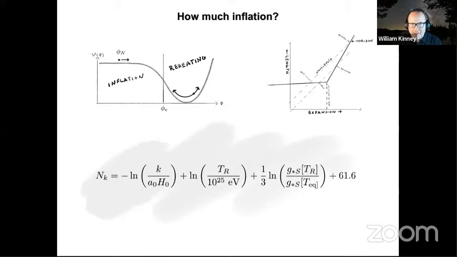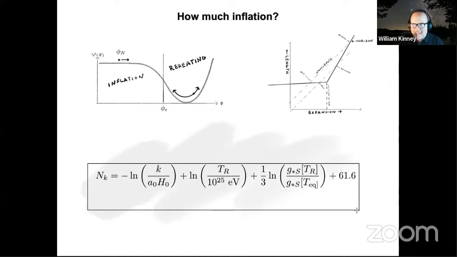So now let's write this down in terms of a scalar field theory. We need at least about 60 e-folds of inflation, and this depends on the reheat temperature in particular. So if the reheat temperature is lower than 10 to the 15 GeV, this logarithm is negative, and we need fewer e-folds of inflation to solve the horizon problem. So if inflation happens at around the GUT scale, we need about 60 e-folds. If inflation happens at less than the GUT scale, we need less inflation.